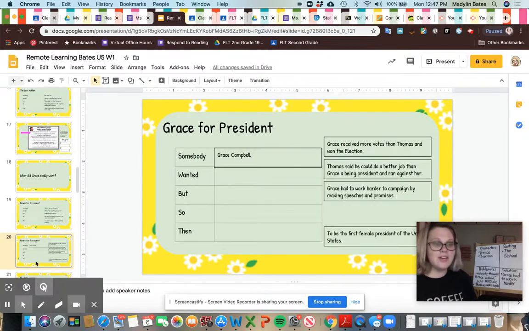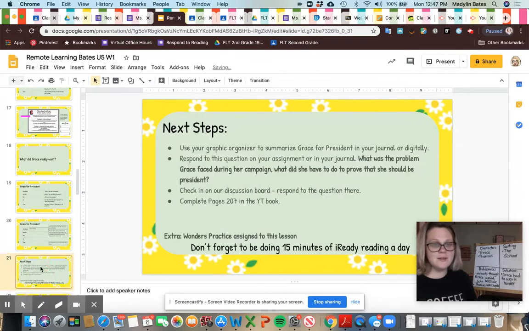We're going to go into our next steps, which are: use your graphic organizer to summarize Grace for President in your journal or digitally. Respond to the question on your assignment or in your journal: What was the problem Grace faced during her campaign? And what did she have to do to prove that she should be president? Check in on our discussion board and respond to the question there. And then you're going to complete page 207 in the Your Turn practice book. As always, I've assigned extra Wonders practice for you to do today, and don't forget that you should be doing 15 minutes of iReady reading a day.